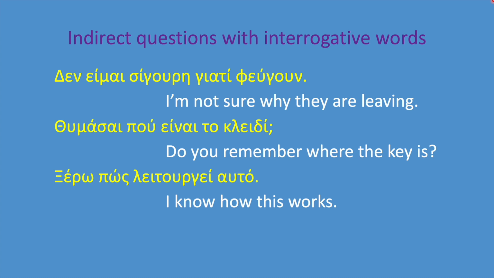So let's look at some indirect questions with interrogative words. Δεν είμαι σίγουρη γιατί φεύγουν. The indirect question is γιατί φεύγουν. Θυμάσαι πού είναι το κλειδί? The indirect question is πού είναι το κλειδί? Ξέρω πώς λειτουργεί αυτό. The indirect question is πώς λειτουργεί αυτό?